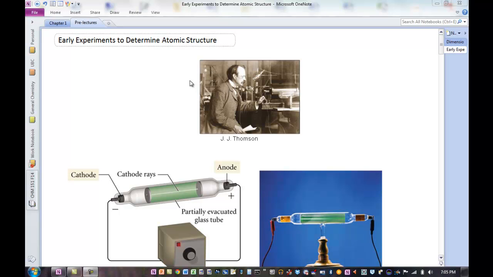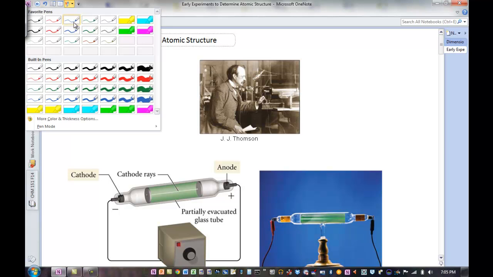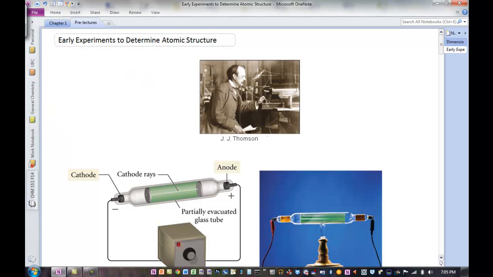I'm going to try to keep this pretty short, because what I really want you to do is watch some animations that I posted in Sapling. The first animation I'd like you to watch is Thompson's cathode ray tube experiment. Watch that first and then come back and watch this video.